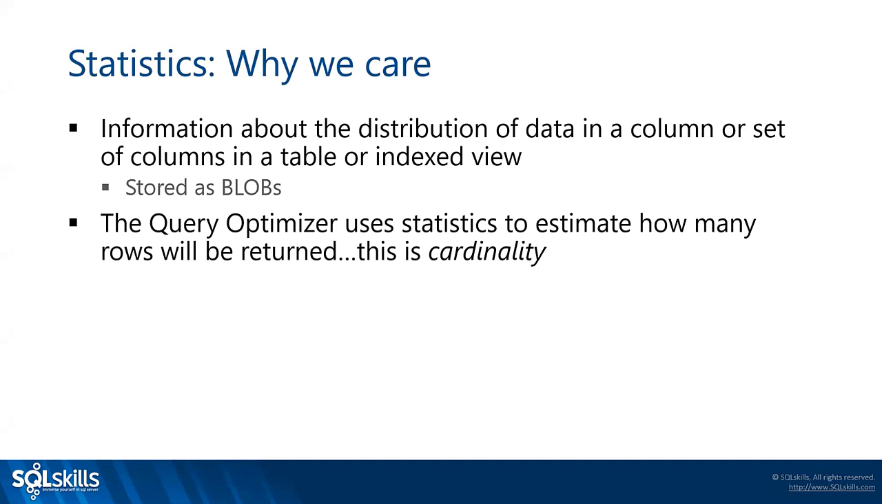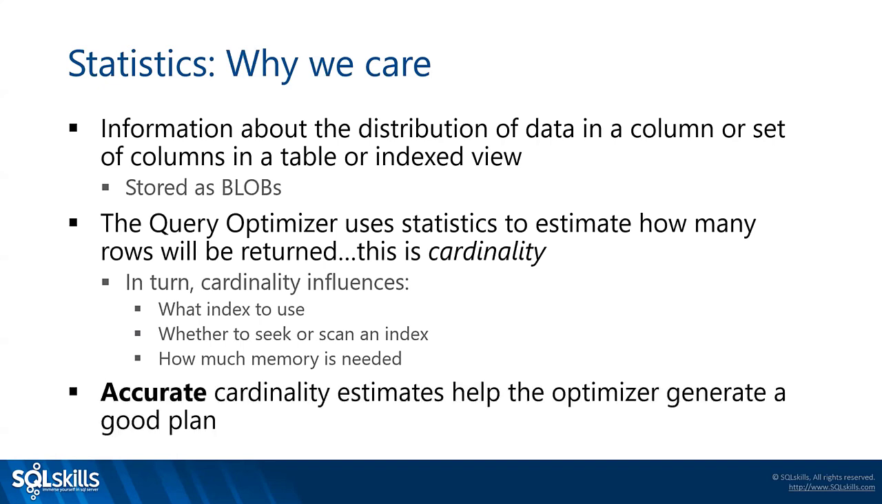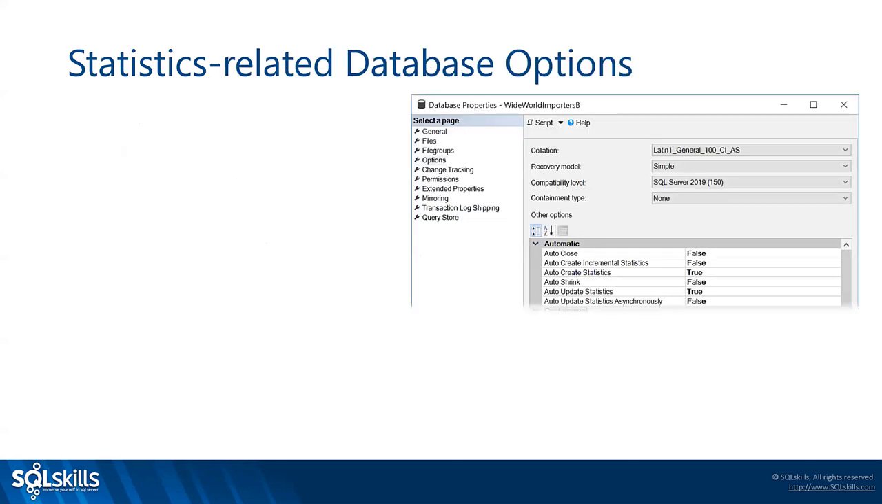And that then determines a ton of other things, right? This then says, what index should we use? Or do we need to scan a heap? Or do we need to seek or scan a non-clustered index? And how much memory do we need, right? Bob talked in his session about resource semaphore and memory being allocated for a query. That comes from statistics. So these are absolutely essential, because good, accurate estimates are going to help the optimizer generate a good plan. That's always what we're looking for, a quote unquote good plan.